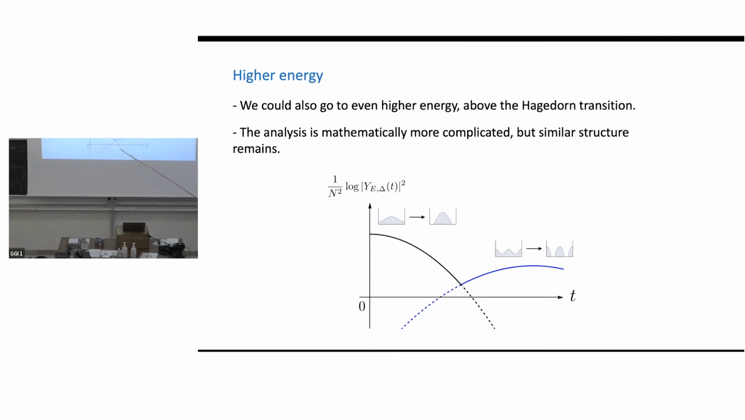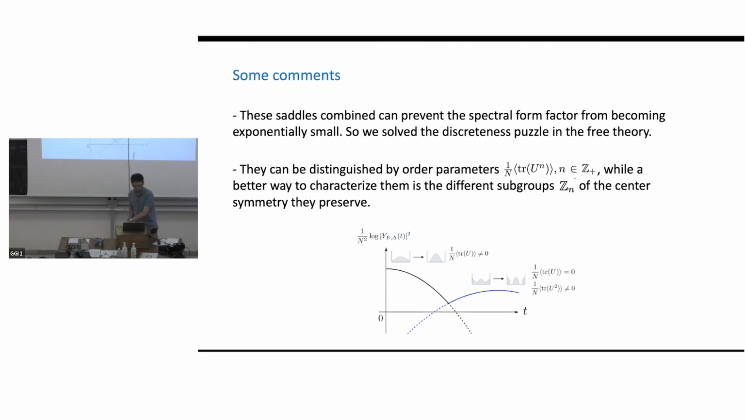What could save you from the spectral form factor becoming exponentially small is that there is a new saddle point, which corresponds to a multi-cut, in this case a two-cut distribution in the eigenvalue of the holonomy. So the conclusion is that these saddle points combined can prevent the spectral form factor from becoming exponentially small. In other words, we've solved the discreteness problem in the free theory.